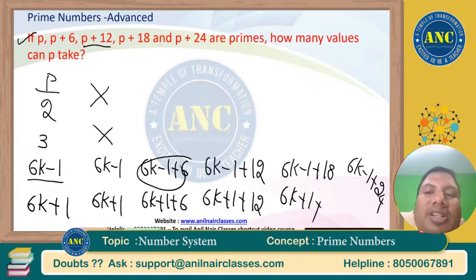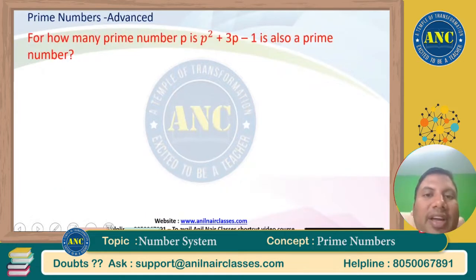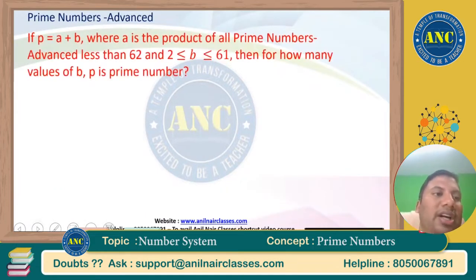Check if more than one value satisfies. If more than one value satisfies, the answer is countably infinite. This question also we solved. Now see this CAT question.